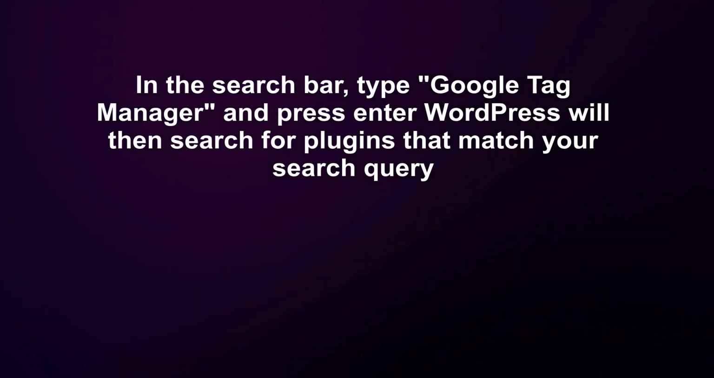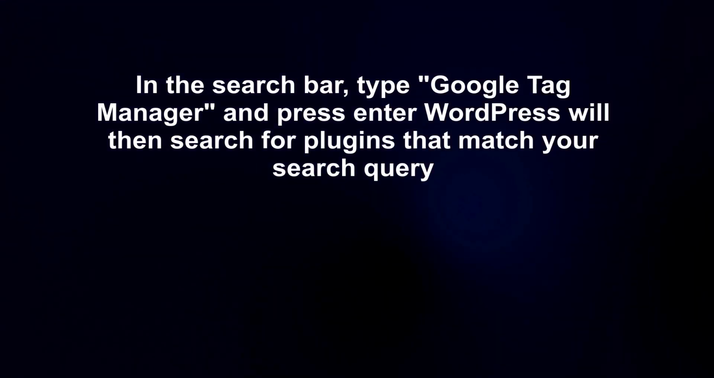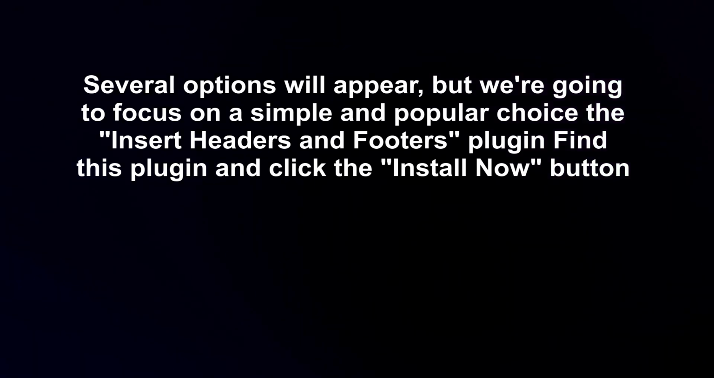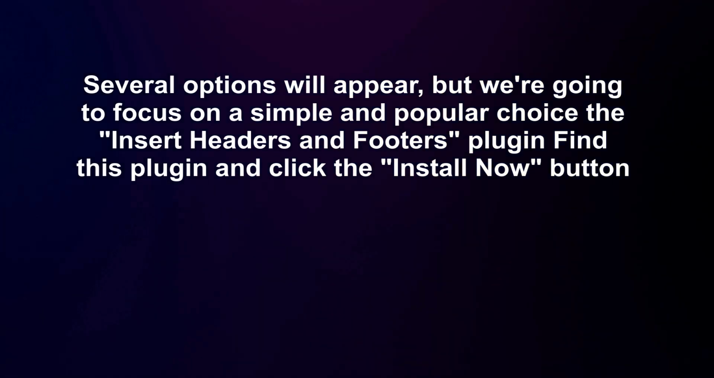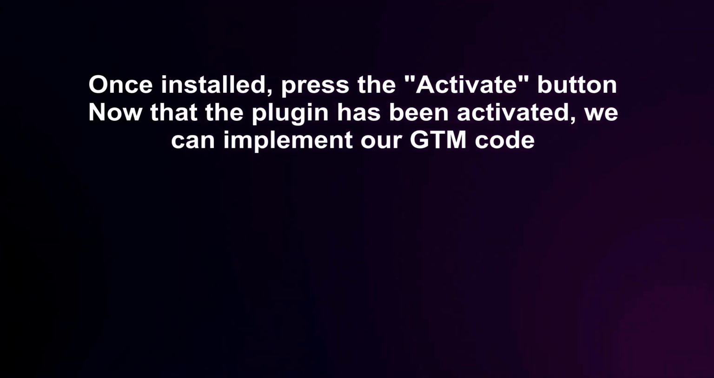In the search bar, type Google Tag Manager and press Enter. WordPress will then search for plugins that match your search query. Several options will appear, but we're going to focus on a simple and popular choice: the Insert Headers and Footers plugin. Find this plugin and click the Install Now button. Once installed, press the Activate button.